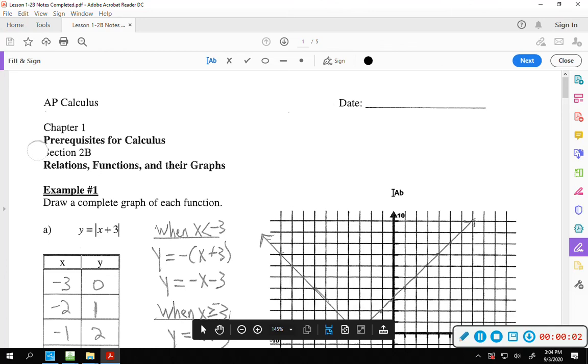Okay, this is a recording of Chapter 1, Section 2B notes. So we're going to start out with graphing an absolute value function. We talked in class the other day about when we graph absolute value functions. The difference is whether I'm taking the absolute value of a positive or a negative. So how do we do that when we're talking about something in functional notation?